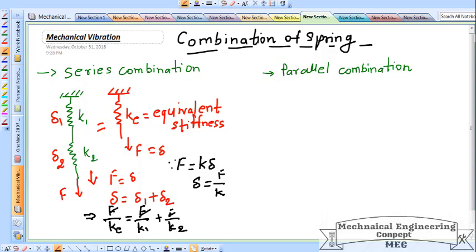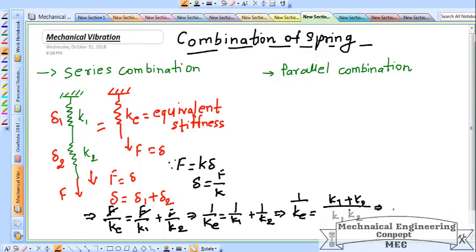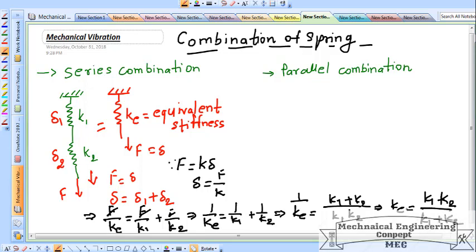This F will cancel out, then the final equation will come out as 1 by Ke is equal to 1 by K1 plus 1 by K2. This 1 by Ke can be simplified by taking the LCM, K1 K2, over K1 plus K2, so our equation will come out as Ke is equal to K1 into K2 divided by K1 plus K2. This is the final equation for springs in series combination.